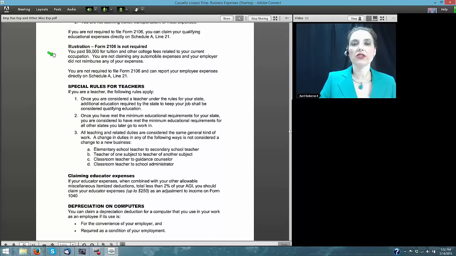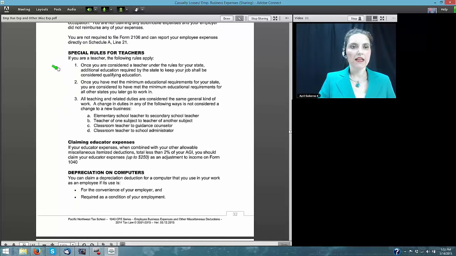And here is an illustration of when Form 2106 is not required. You paid $6,000 for tuition and other college fees related to your current occupation. You were not claiming any automobile expenses, and your employer did not reimburse any of your expenses. You are not required to file Form 2106, and you can report your employee expenses directly on Schedule A, line 21.